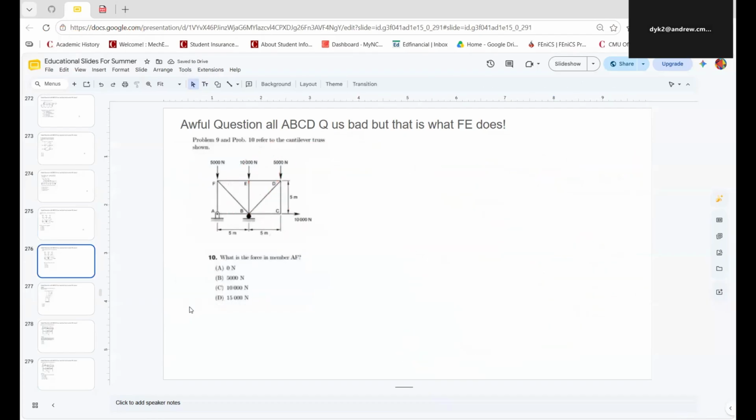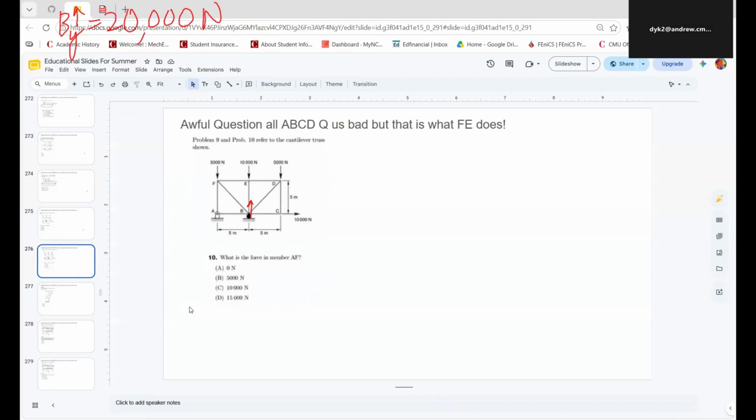Okay, next one. What is AF? AF is this one over here. What's the member force? What is the force in member AF? So AF is... wait, I just deleted everything. Damn. This was like 20,000, right? I should probably write that By equals 20,000 newtons upwards. It was upwards, right? I did get upwards. Okay, so that makes sense.